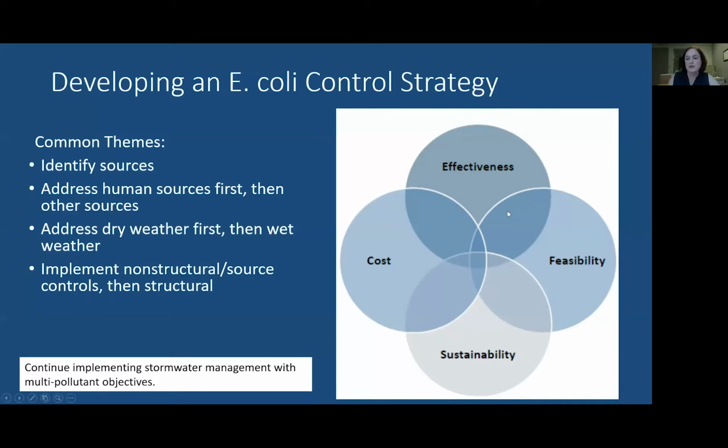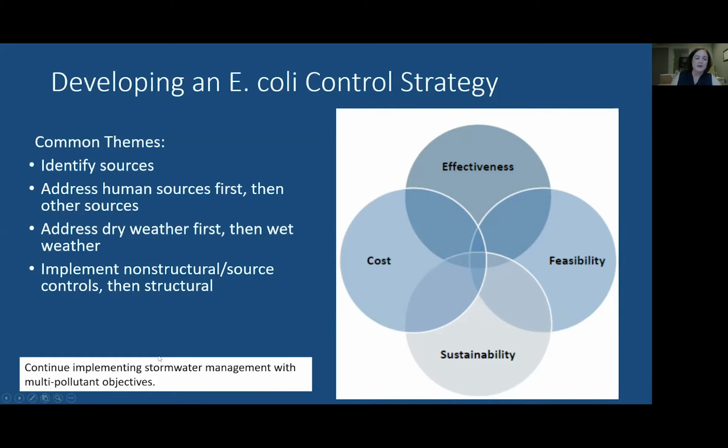And really the sweet spot that we're looking for in these strategies are practices that are effective, that are feasible, that are sustainable, and that are cost effective. And you know, the truth is, for dry weather flows, you could put UV disinfection on every stormwater outfall in theory, but that is not a sustainable approach, even though it is effective.